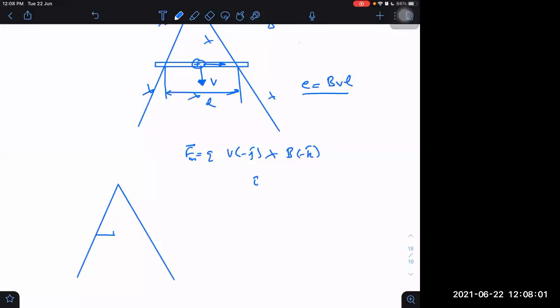Take it as negative here and positive here. This is the equivalent circuit diagram, because this side tends to send the current in this direction. Positive current in this direction. What is the value of EMF? BVL.